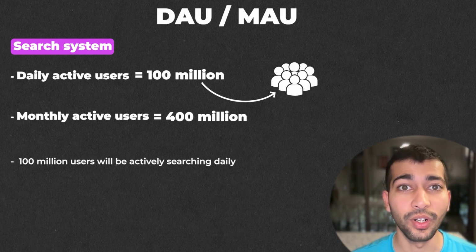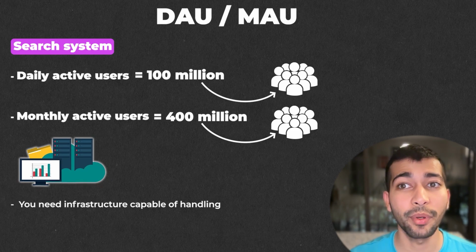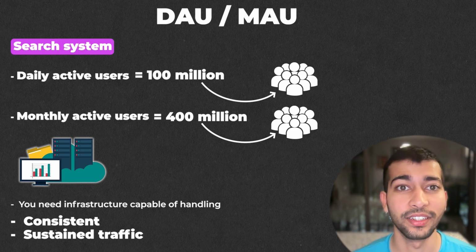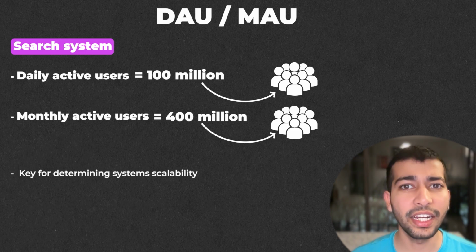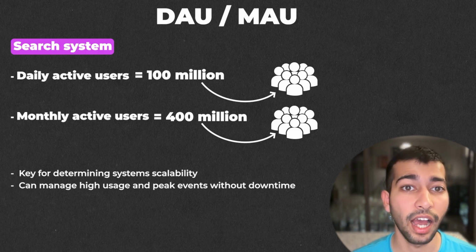This means 100 million users will be actively searching daily, giving a clear picture of the daily traffic load. 400 million users monthly implies you need infrastructure capable of handling consistent, sustained traffic throughout the month. These numbers are key for determining system scalability, ensuring it can manage high usage and peak events without downtime.